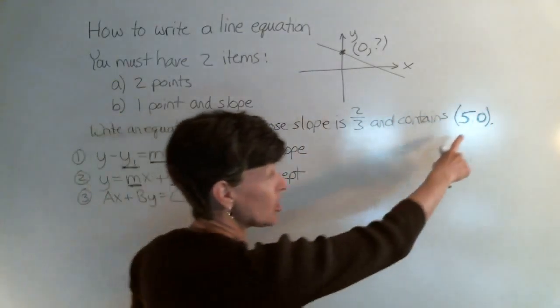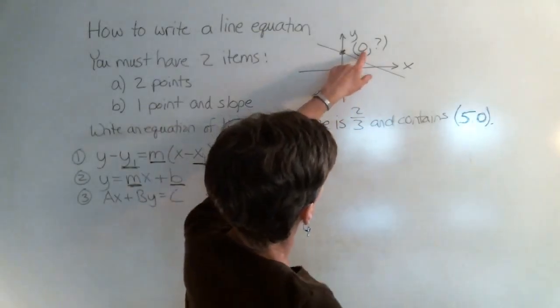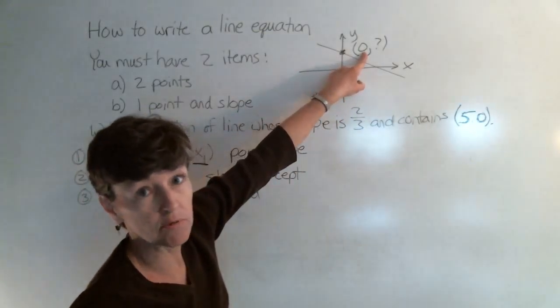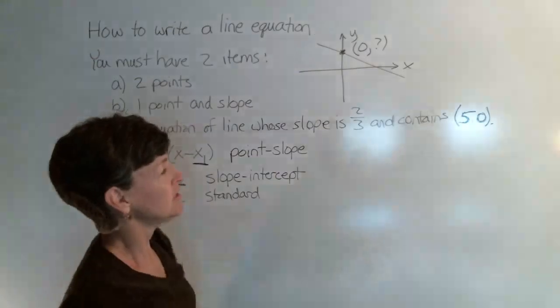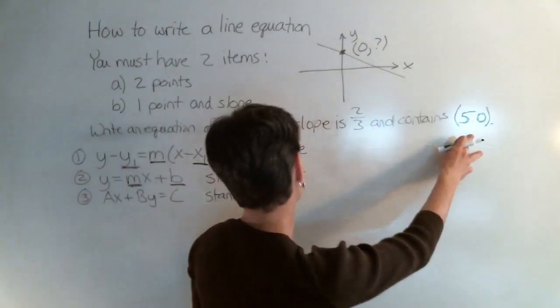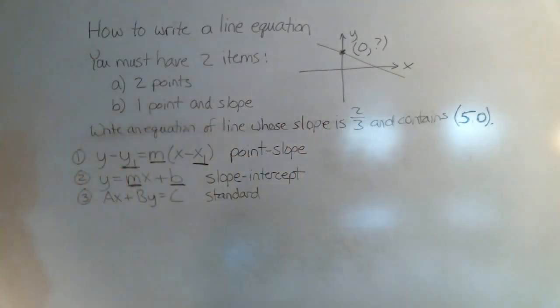Well, this is not the y-intercept. Remember, your y-intercept always has a 0 in the x-coordinate's position. This is not the y-intercept. In fact, this is the x-intercept. Not that that matters, but that's what it is.